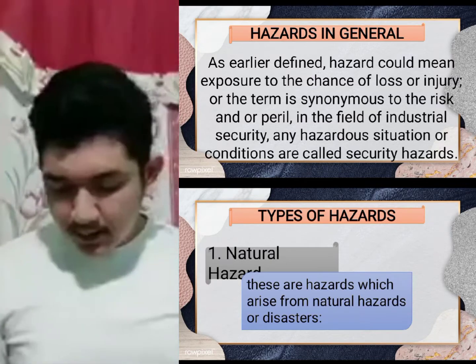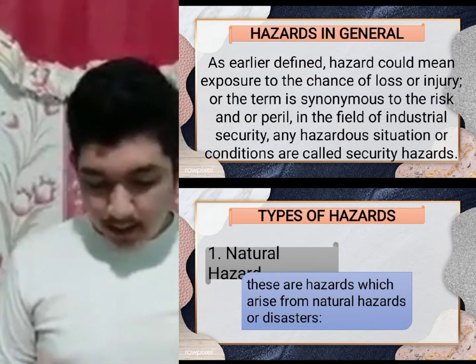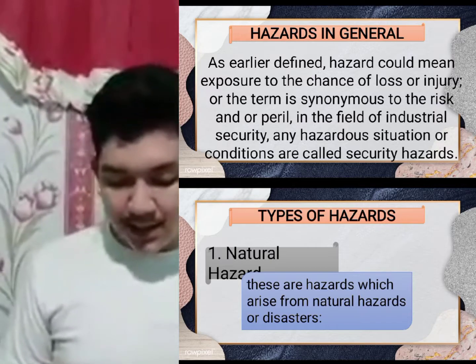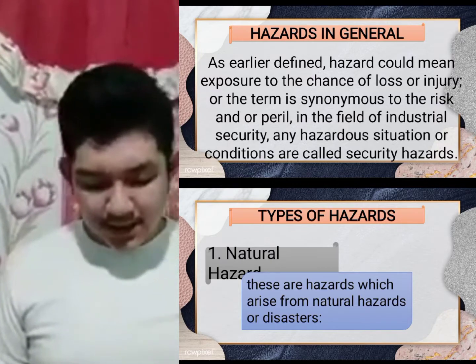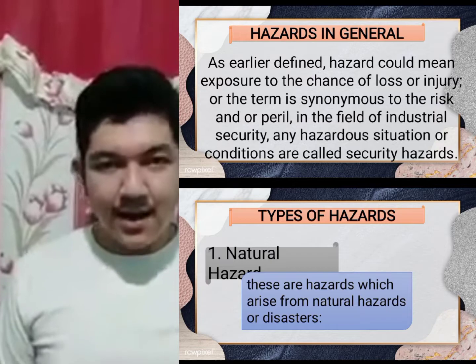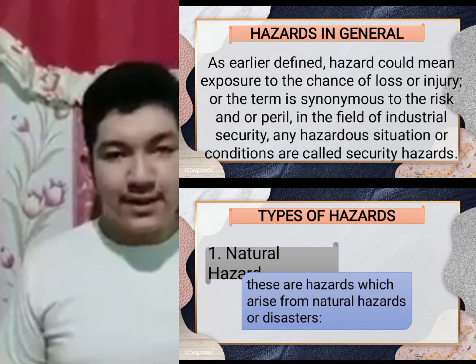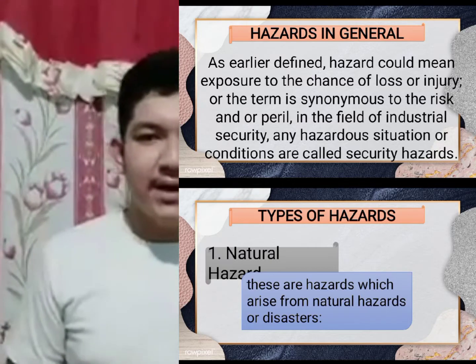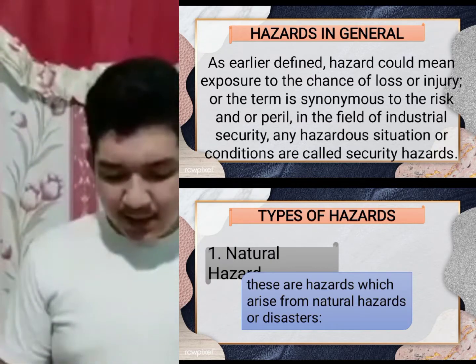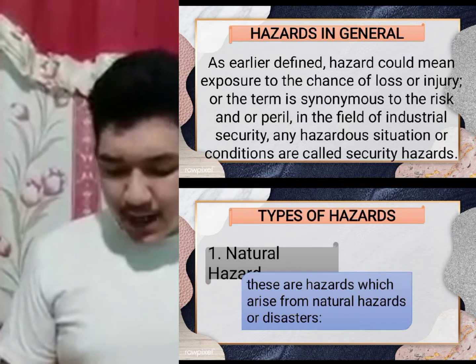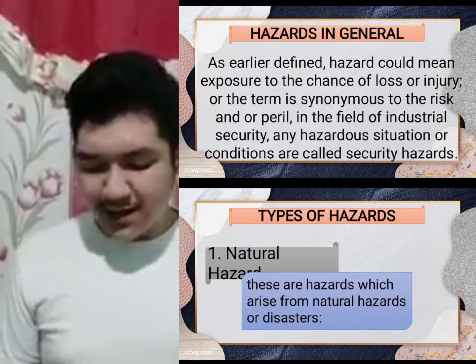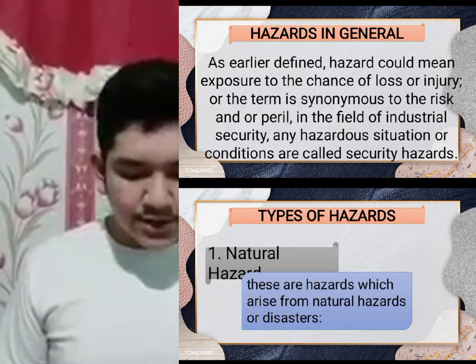So, the next is the types of hazards. Types of hazards are natural hazards and man-made hazards. First we will tackle the natural hazards. These are hazards which arise from natural hazards or disasters.